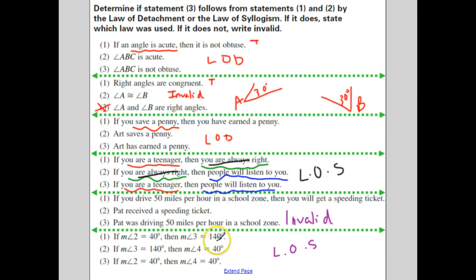For this last one, it follows the law of syllogism. If the measure of angle 2 is 40 degrees, then the measure of angle 3 is 140. If measure of angle 3 is 140, then the measure of angle 4 is 40. So we cut out the repetitive part, and then we cut and paste. If the measure of angle 2 is 40, then the measure of angle 4 is 40. Hopefully you got these two correct, and you have the law of detachment and law of syllogism solid.